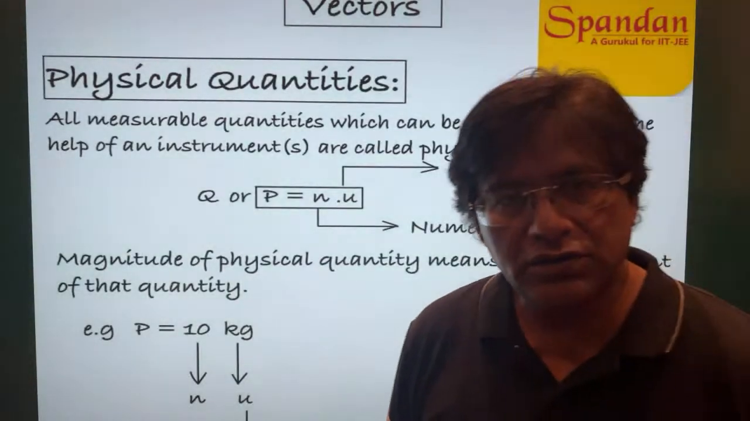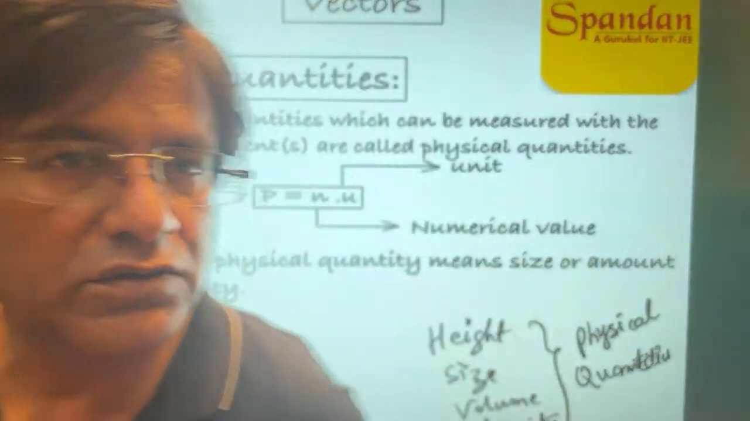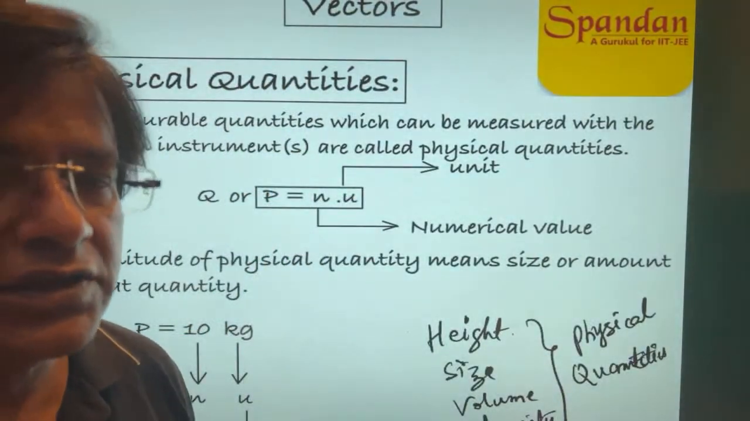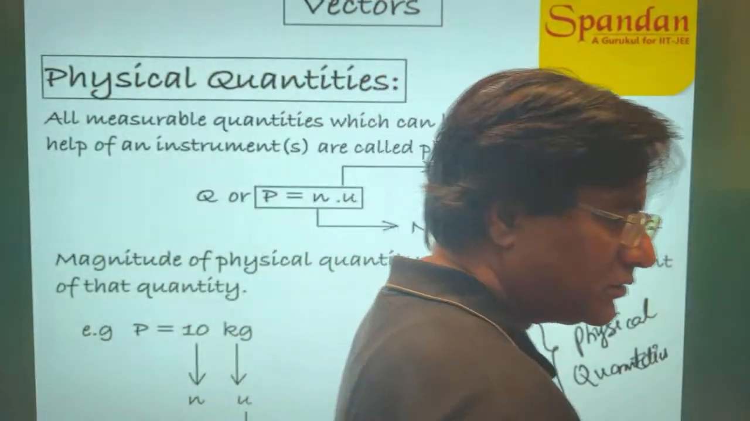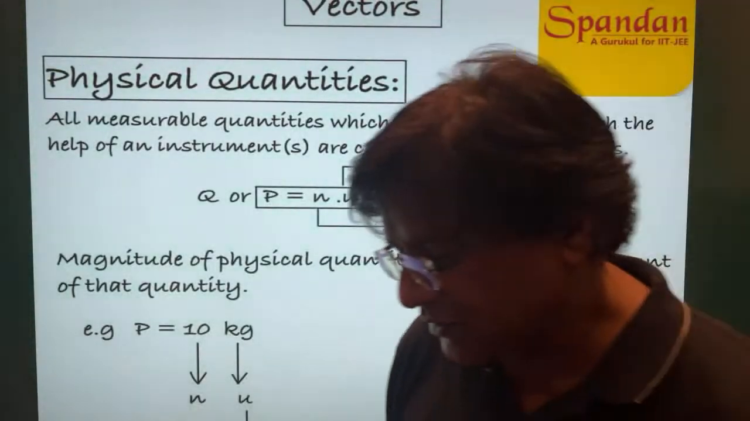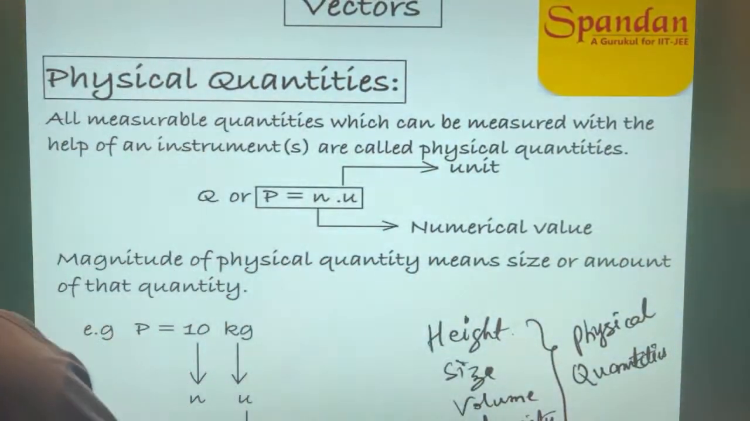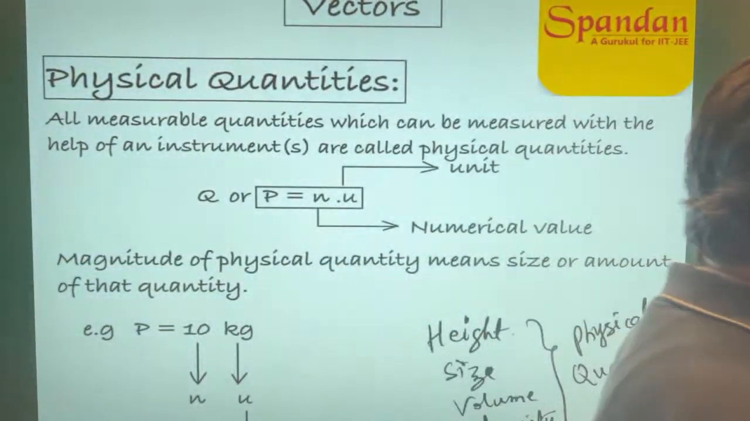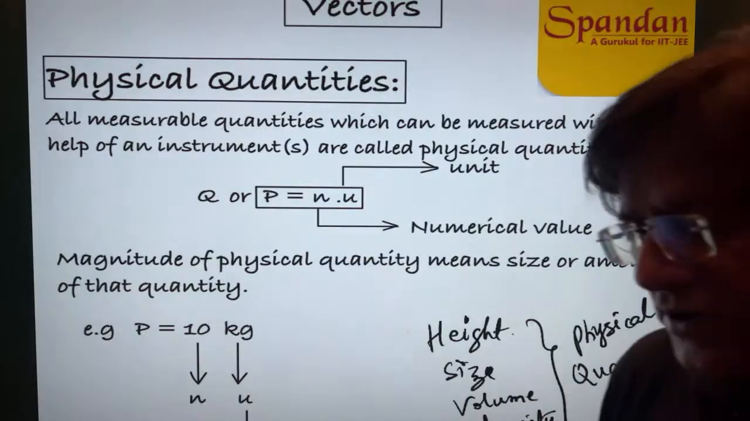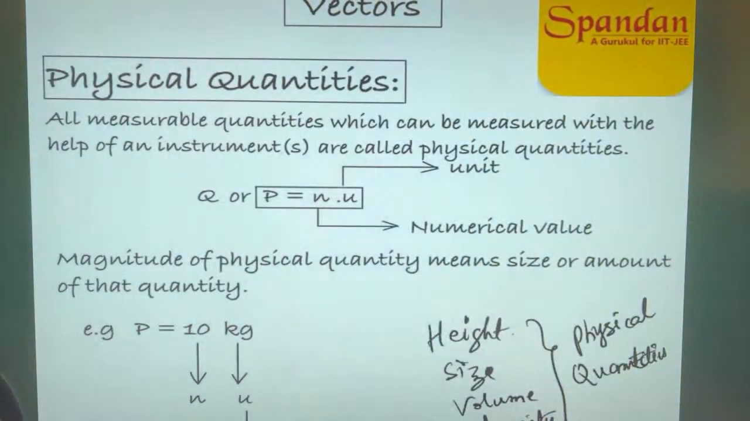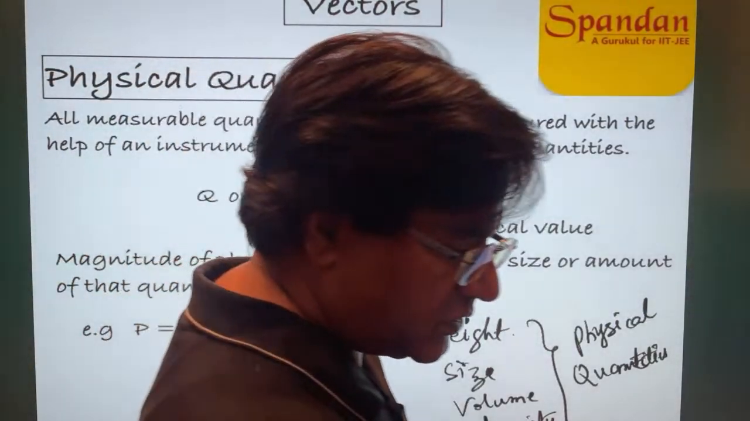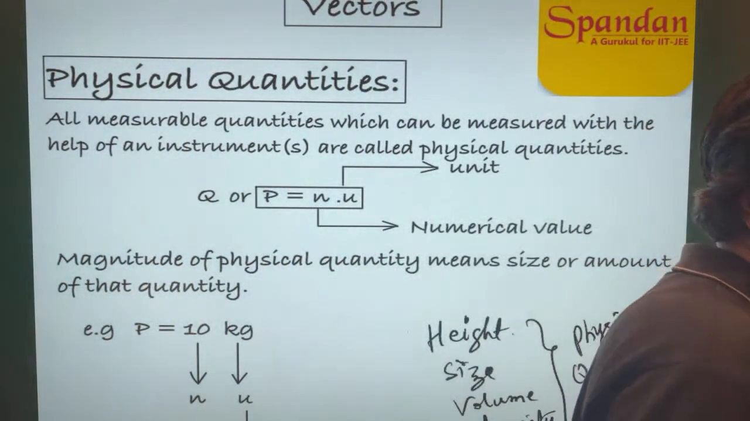For example, say if we have to measure height, width, then we need a meter scale. If we have to measure mass, then we need weighing machine, etc. Right? So if a quantity needs some instrument to measure it, then it is called a physical quantity. Now these physical quantities are of say two types. One is called scalar and another is called vector.